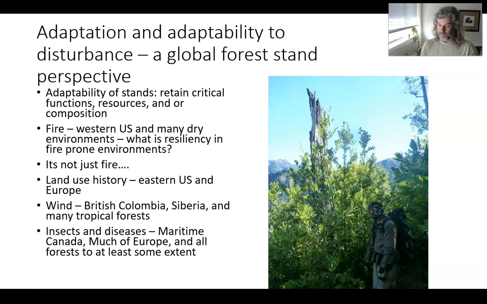When you look elsewhere, British Columbia, Siberia, and many tropical forests, especially places like Puerto Rico and even Florida, where you have these cyclonic storms, they're adapted to wind events. And then even other parts of the world, and the one that always comes to mind for me is maritime Canada and northern Maine. Oftentimes the main disturbance event will be some native biological species, like insects or some diseases.